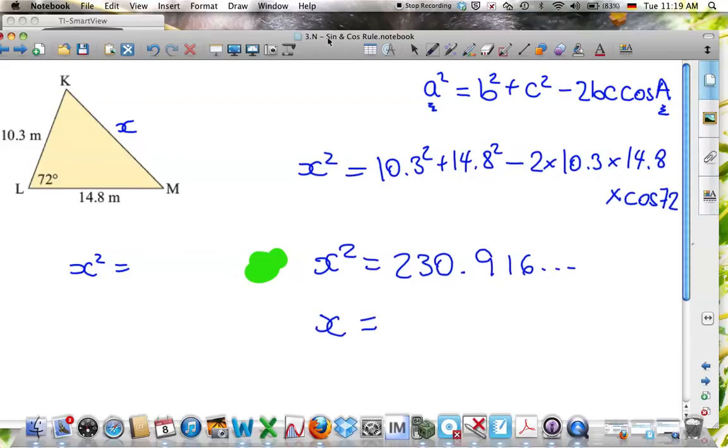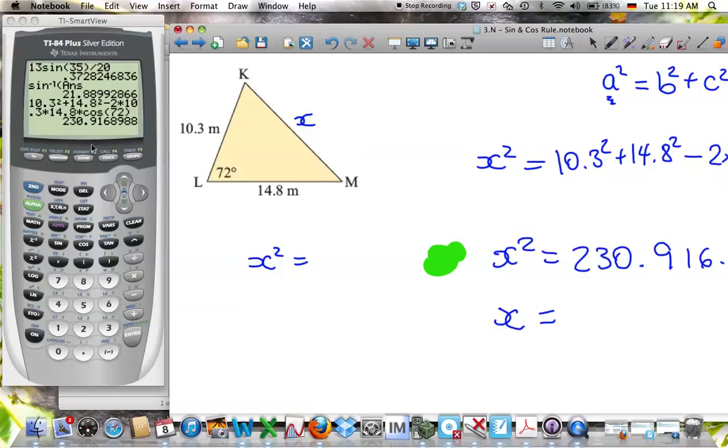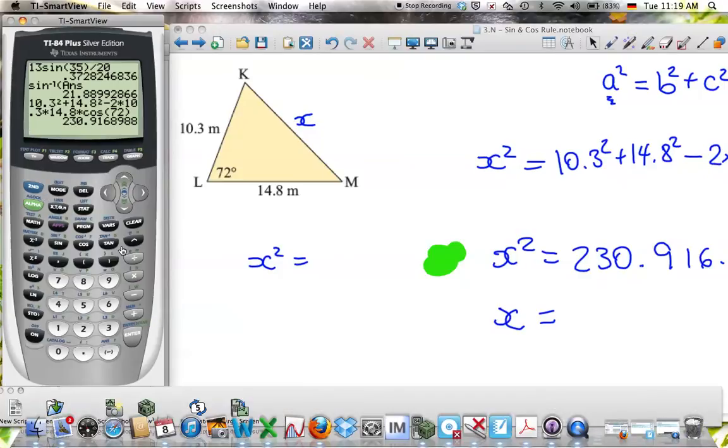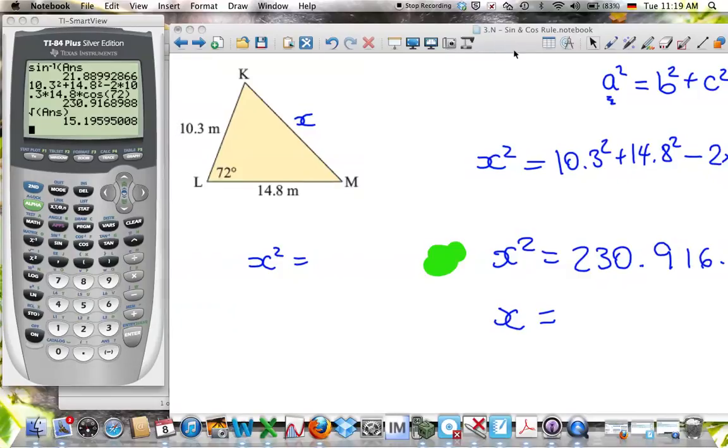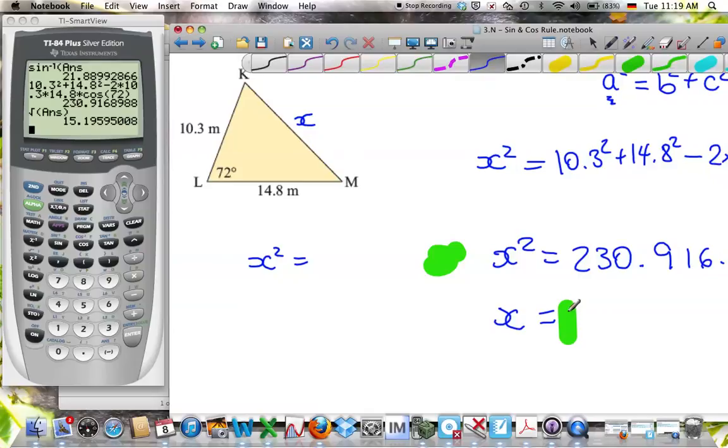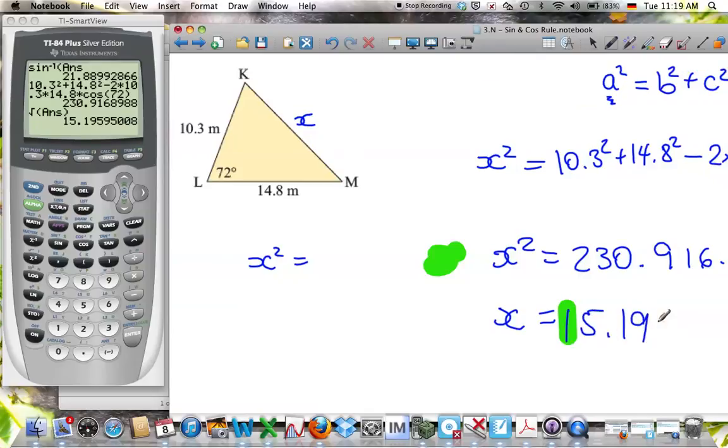Now we've not quite finished because we need to find x, so to get rid of the square we need to square root our answer. So if we go back to here and if we apply the square root, which is this one, square root of our previous answer, then we should get an answer, 15.1959, etc. gives us roughly x equals 15.2. And this is meters in this case.